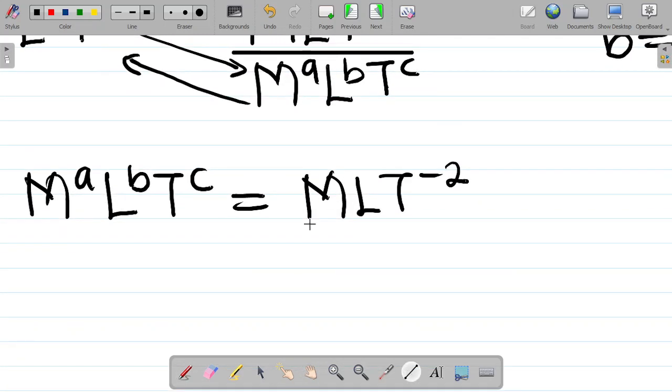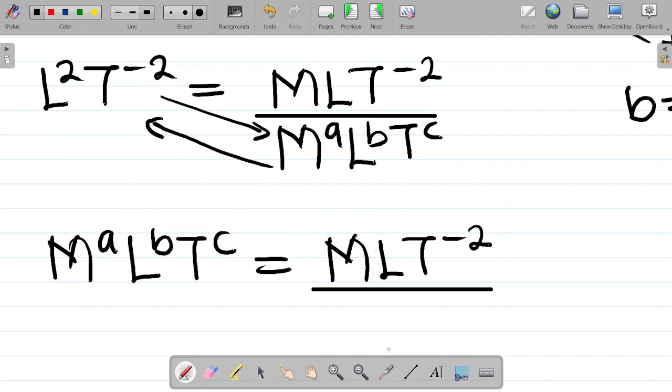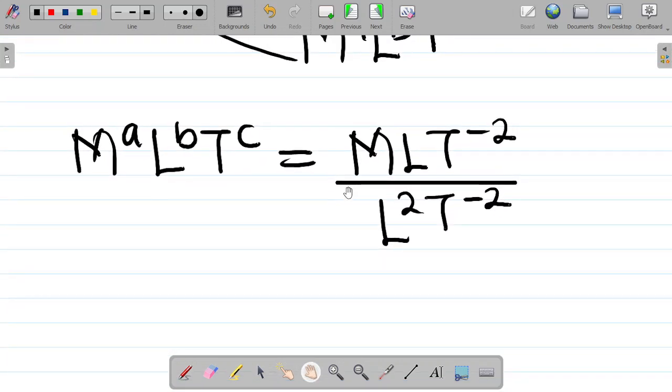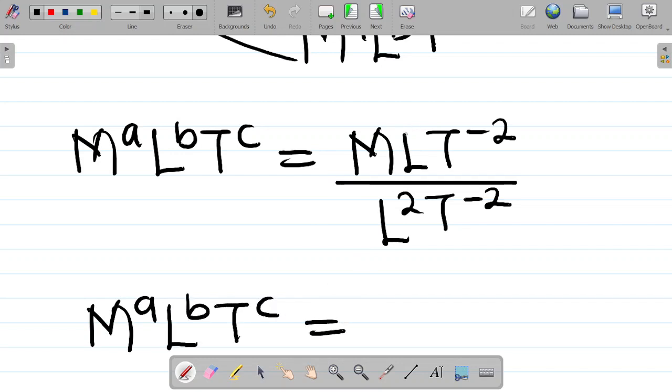This all divided by the L squared t to the power minus 2 that comes down here, becomes L squared t to the power minus 2. So I have this. All right, this is mathematically correct. So from here, you can see that we would have m to the power a, l to the power b, t to the power c. It's equal to, from here, m here 1, L here, this gives you L. It's L squared, it cancels 1. Here I have t to the power minus 2. I have t to the power minus 2.